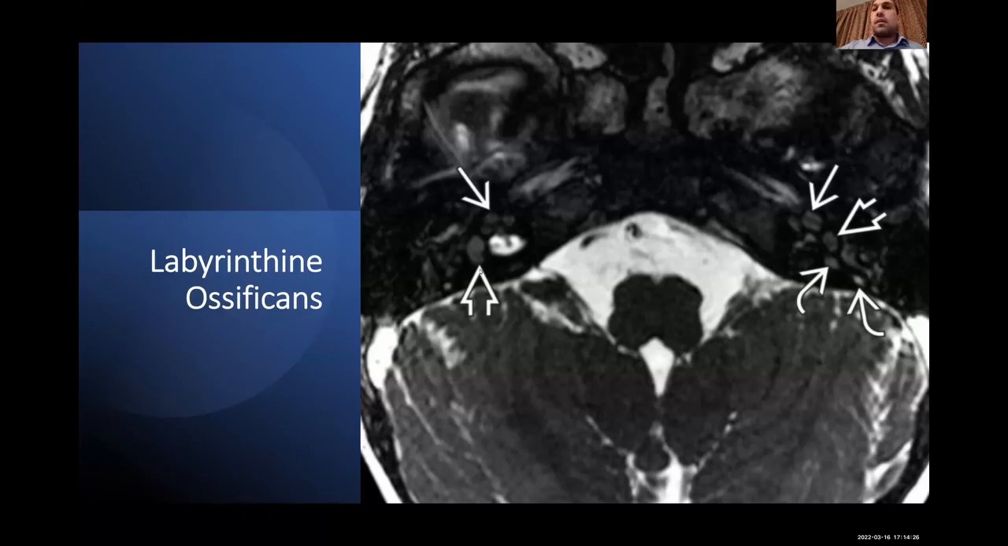Here it is, in the CT. What is your impression? What is your impression? This is not high T2. This is the cochlea. This is the vestibule. Cochlea, vestibule. What is this? This is calcifications. Okay. Yeah, loss of fluid signal. Yeah. Okay, great. Next. Yeah.